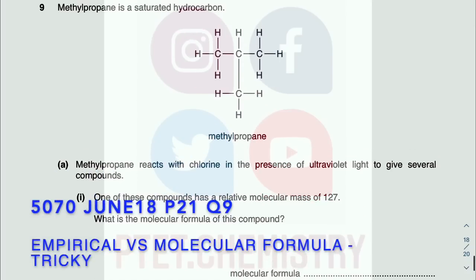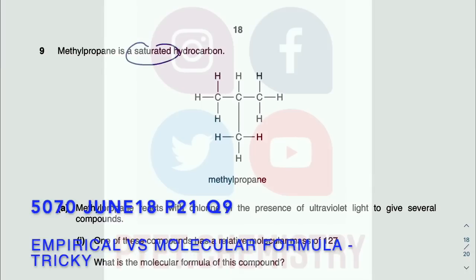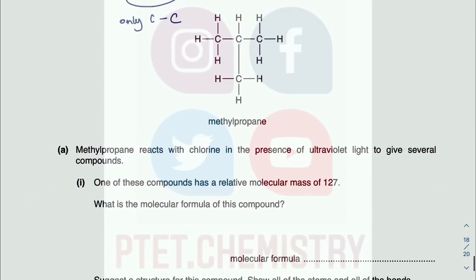Methyl propane is a saturated hydrocarbon. What does saturated mean? That means that all the carbon-carbon bonds are single bonds. Only carbon-carbon single bonds. I don't think they ask you to define here, but that's all right. So they give you the molecular mass. What is the molecular formula from methyl propane, which is this, is C4H10. Well, I should know CnH2n+2, because it's a normal alkane.